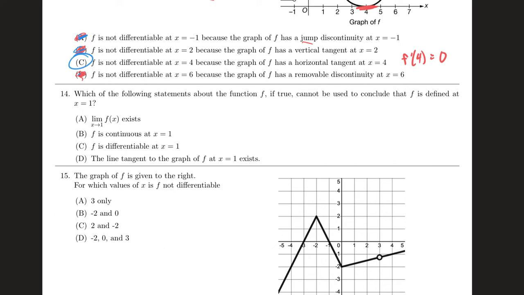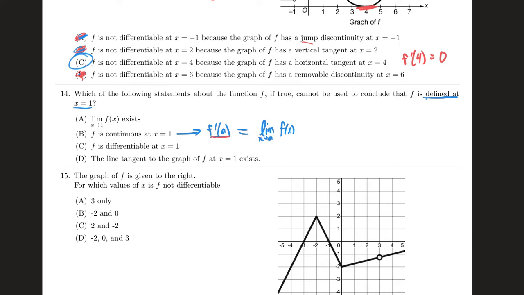Which of the following statements about the function, if true, cannot be used to conclude that f is defined at -1? So we're looking for when f is defined at x equals -1. Well, if f is continuous, there are 3 parts of being continuous: the function exists, the limit exists, and those things are equal. So knowing it's continuous is enough to know it's defined, because that's one of the definitions of continuity.